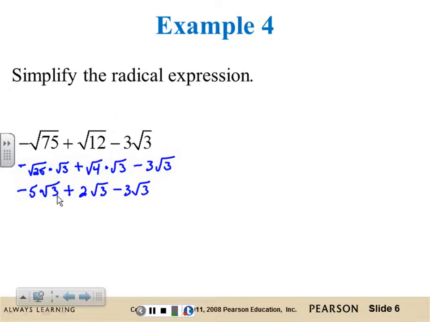Now look at what I have. I have square root of 3, square root of 3, square root of 3, so I'm ready to put those together. So negative 5 plus 2 is going to be negative 3, and then another negative 3 is going to be negative 6 square roots of 3.